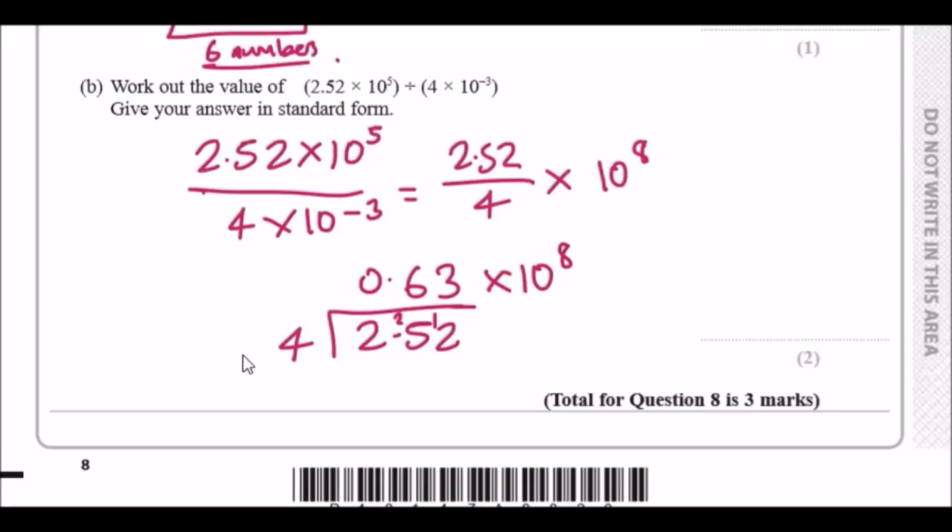Unfortunately, you cannot keep this as your answer because it's not standard form. The unit part here must be between 1 and 9. So we need to kind of shift the decimal place here. The way I see this, if you move the decimal place across, so you expand this number, you must decrease the power. So it'll be 6.3 times 10 to the power of 7. Okay, that's really it. That's all you have to do at this stage.